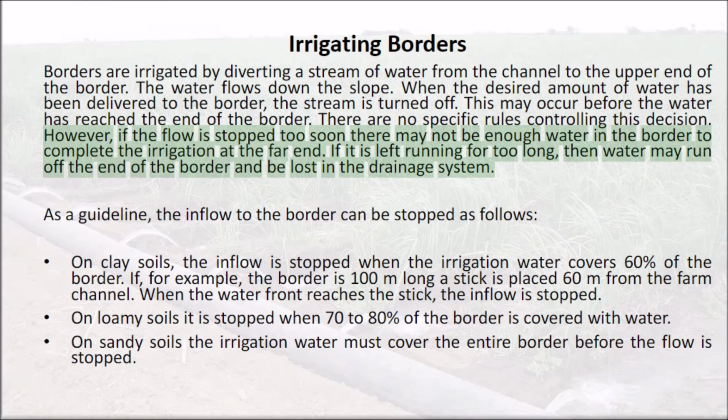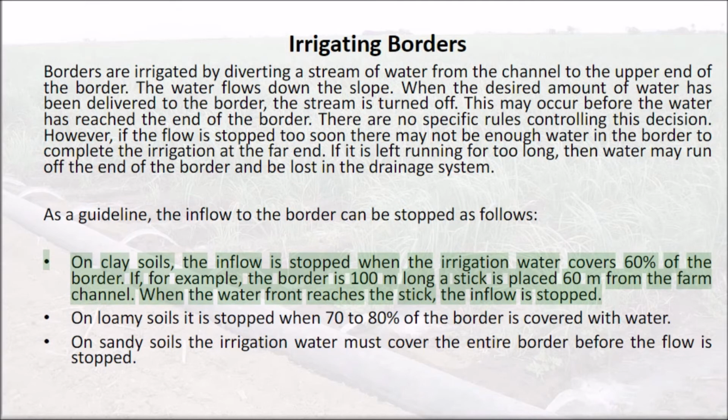However, if the flow is stopped too soon, there may not be enough water in the border to complete the irrigation at the far end. If it is left running for too long, then water may run off the end of the border and be lost in the drainage system. As a guideline, the inflow to the border can be stopped as follows.